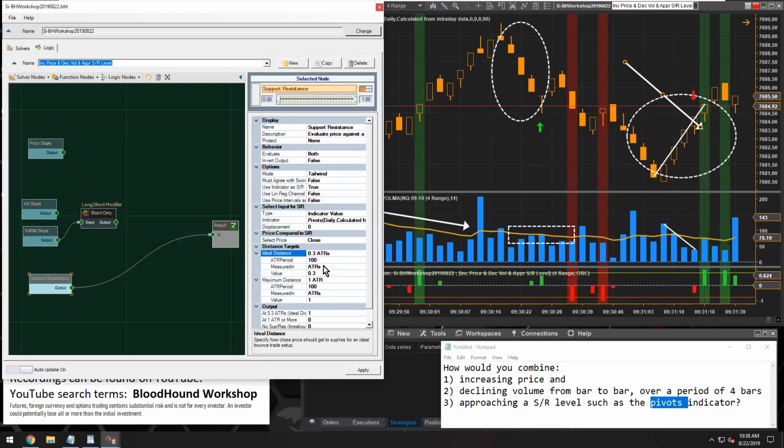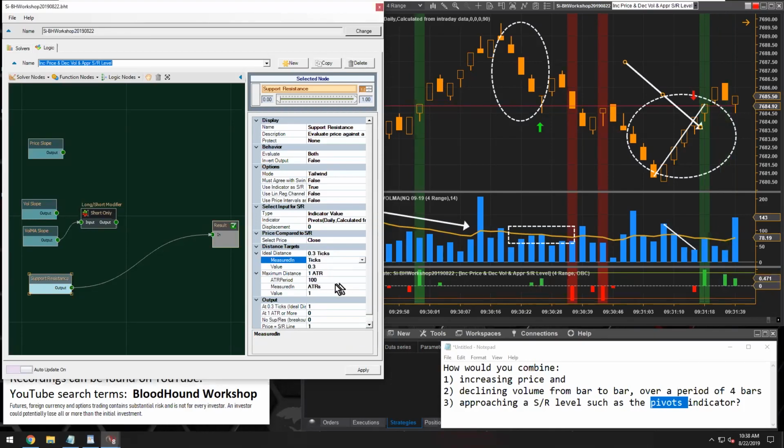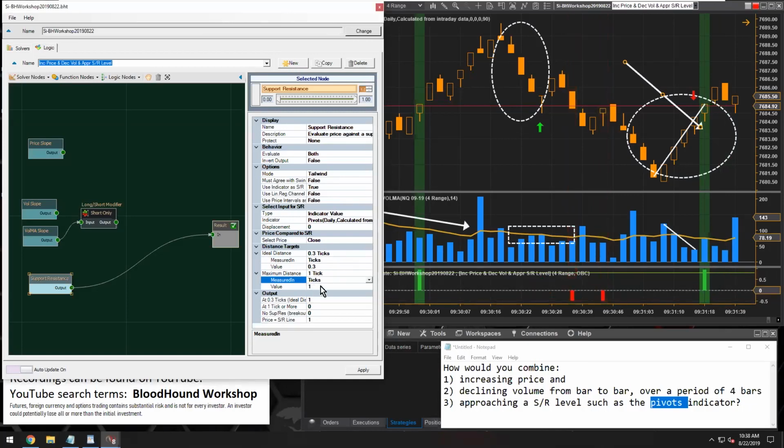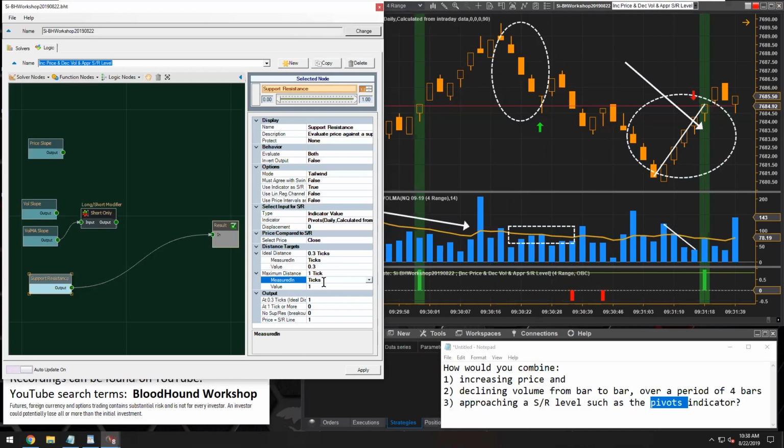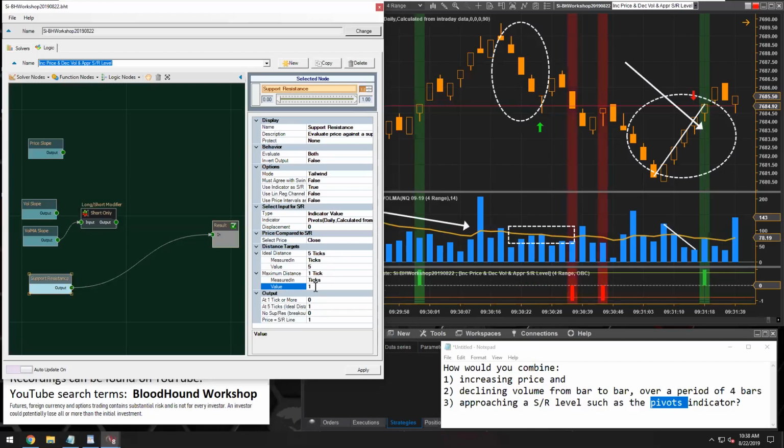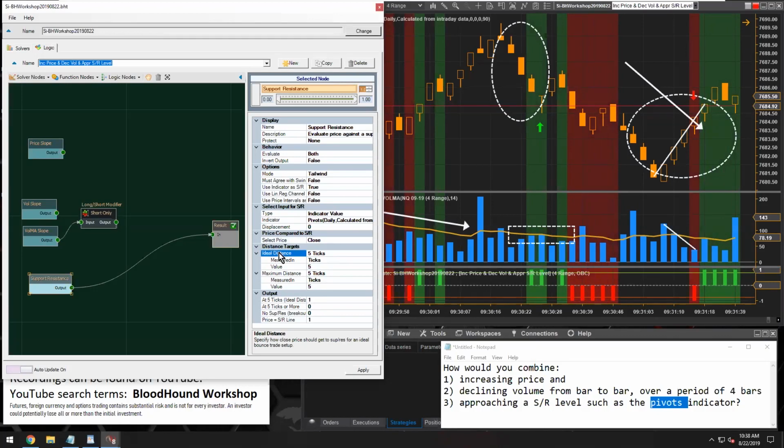So what that translates into is that we'll set the ideal distance and maximum distance to the same distance away here. And again, to keep things simple, I'm going to set the measurement in ticks here. That's a lot easier to measure on the chart, ticks. And let's see here, I'm using a 4 range chart. So let's just say price needs to get within 5 ticks, for example. So I'm going to put 5 ticks there in both the maximum and ideal distance.